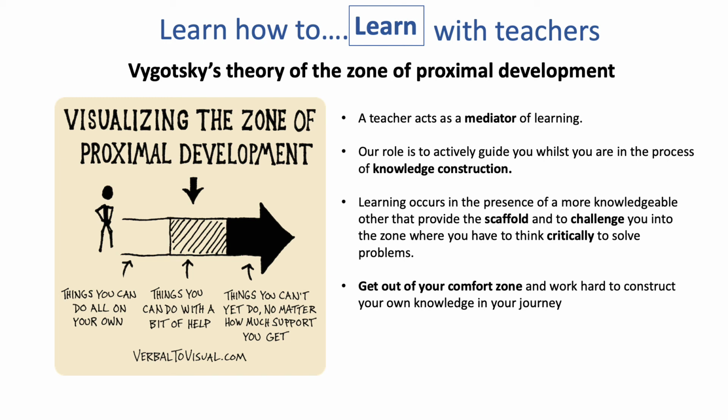So this brings me to another theory, and this is Vygotsky's theory of the zone of proximal development. Essentially it says that this represents you, the learner, and there are different zones of development. In the first zone, you can do everything on your own and it's fairly easy. In the second zone, you really need some help. But in the third zone, it's things that you cannot do, no matter how much support you get. And that's the role of a teacher. A teacher is a mediator of learning. We are there to help you, to guide you, so that you can construct your own knowledge.